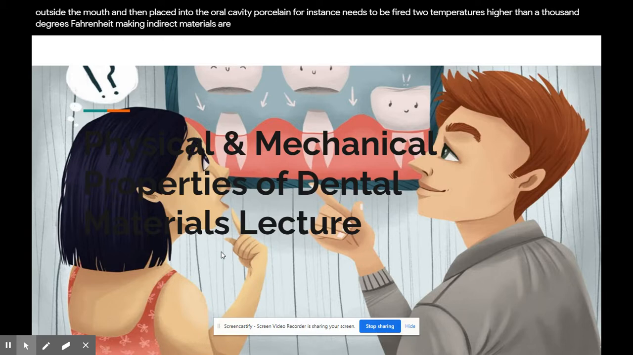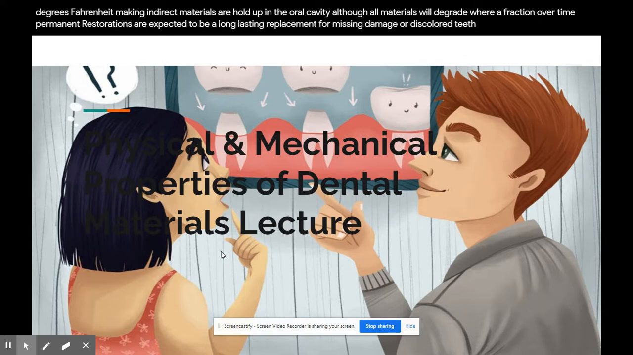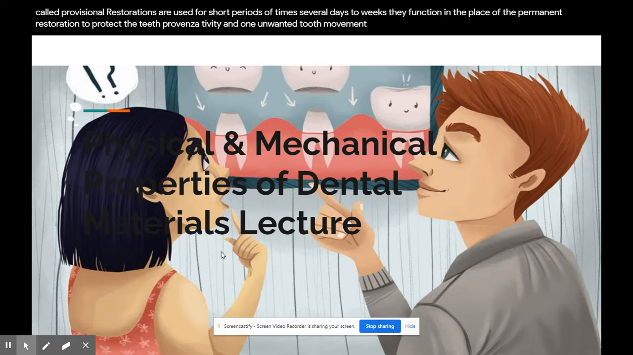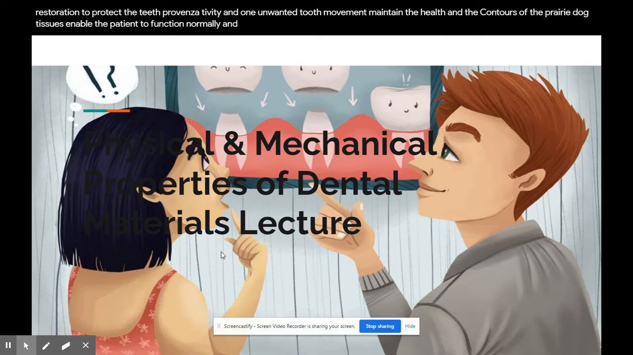Materials are classified by longevity, that is, how long they are expected to hold up in the oral cavity. Although all materials will degrade, wear, or fracture over time, permanent restorations are expected to be a long-lasting replacement for missing, damaged, or discolored teeth. Temporary restorations, also called provisional restorations, are used for short periods of time, several days to weeks. They function in place of the permanent restoration to protect the teeth, prevent sensitivity and unwanted tooth movement, maintain the health and the contours of the periodontal tissues, enable the patient to function normally, and provide temporary aesthetics in the prepared area.